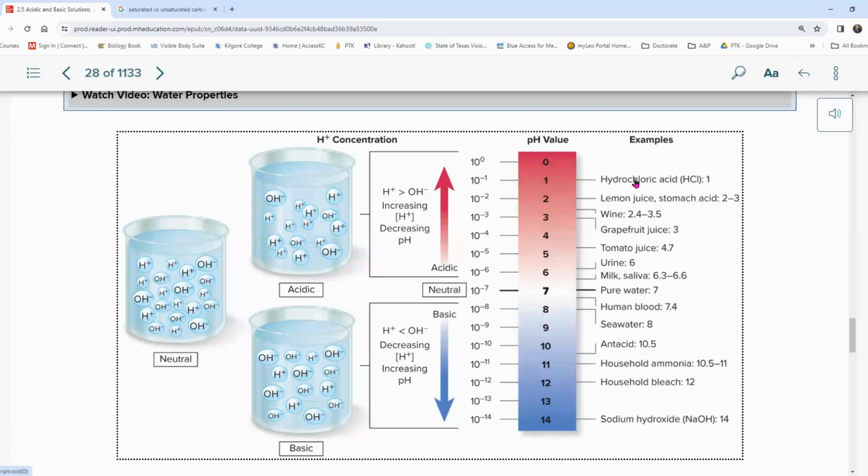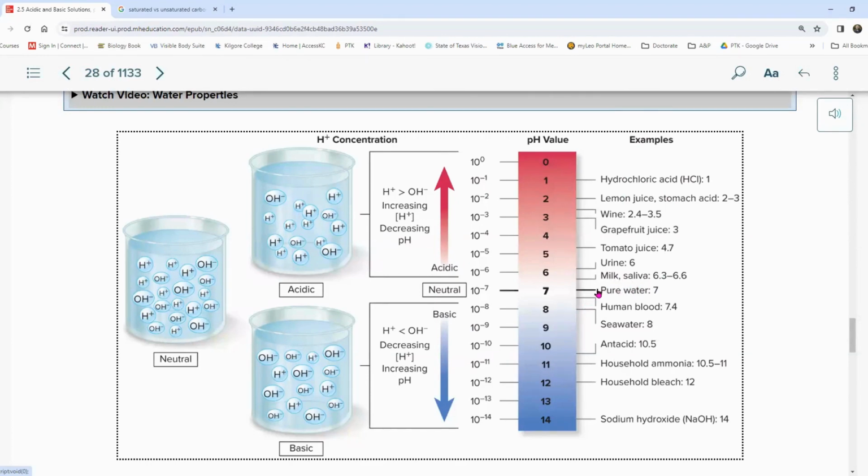So here are some examples. Also understand that when it gets closer to 0, it means that it's really acidic. When it gets closer to 14, it means it's very basic. So if we look here, acidity is increasing. The least acidic on this level would be milk.